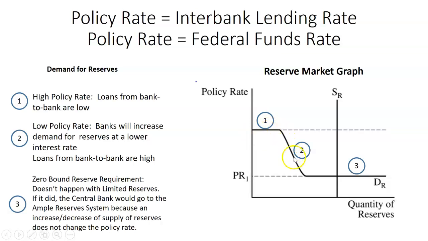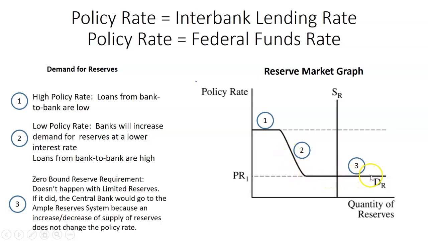When you have this downward portion of the demand for reserves, which would be our limited reserves portion, this is where there's a low policy rate. And what you see is that as the policy rate decreases, the quantity of reserves increases. This causes the loans from bank to bank to be higher.